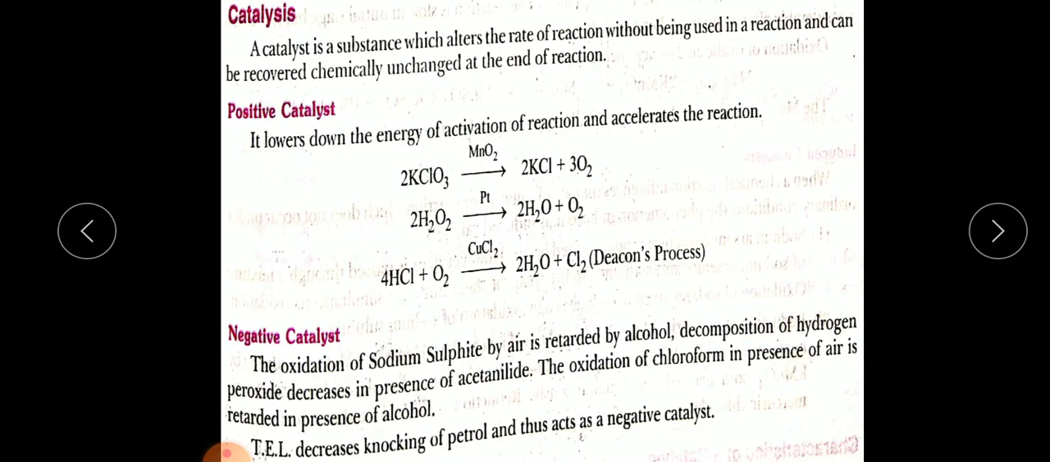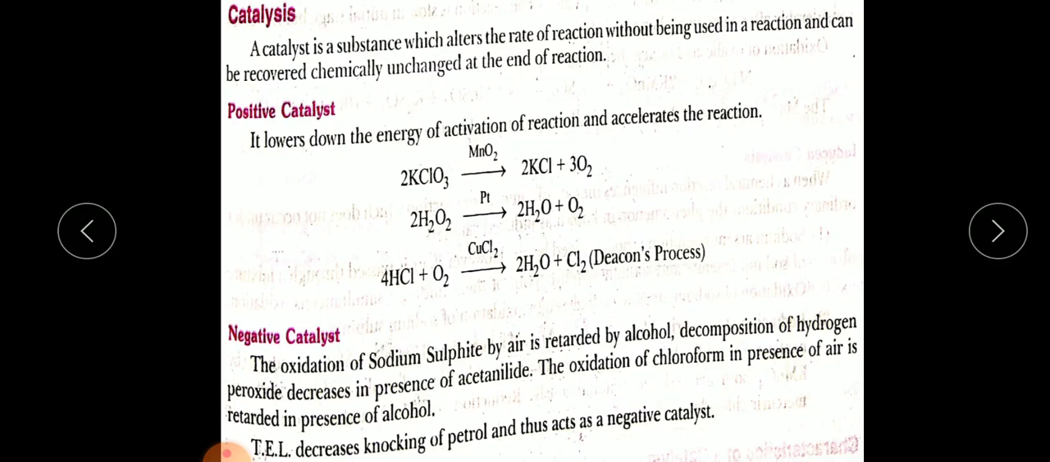Now the next topic after adsorption is catalysis. We know the term catalyst. A catalyst is a substance which alters the rate of reaction without being used up in the reaction and can be recovered chemically unchanged at the end of the reaction. That means a catalyst is a substance which can change the rate of reaction but itself remains unchanged at the end of the reaction.